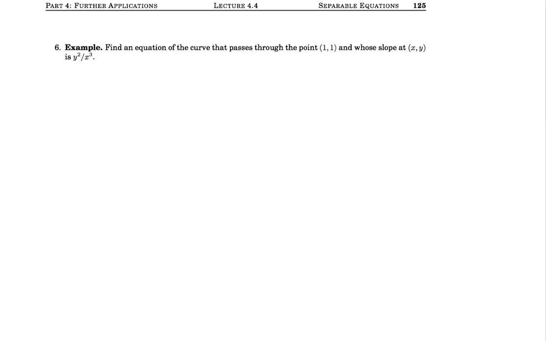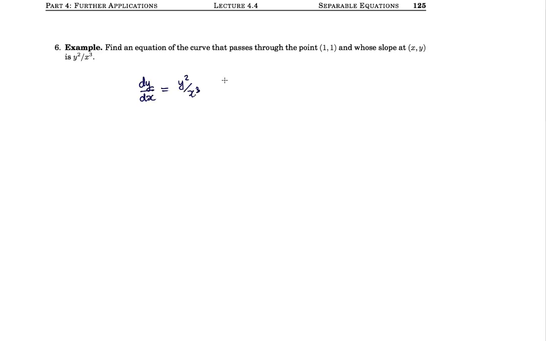So let's now find an equation of a curve that passes through the point (1, 1) and whose slope at every point (x, y) is given by y squared over x cubed. So this means we want to find a curve that has the property that its derivative at any point is y squared over x cubed.